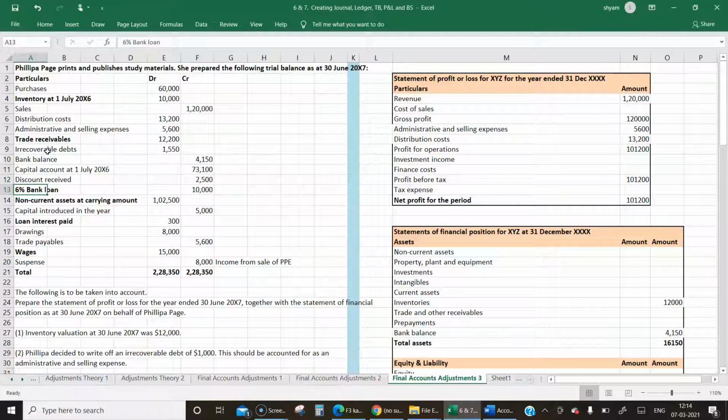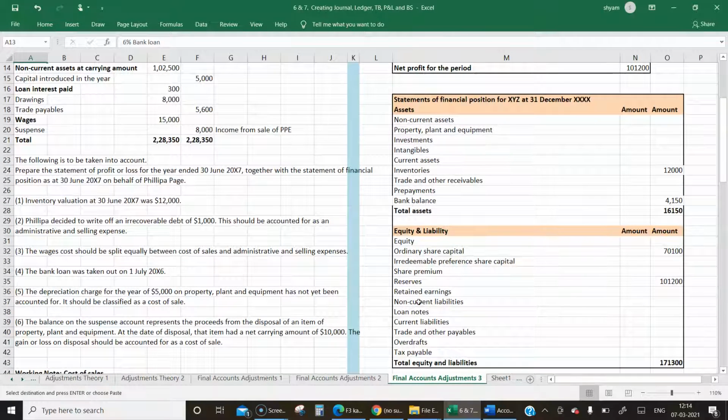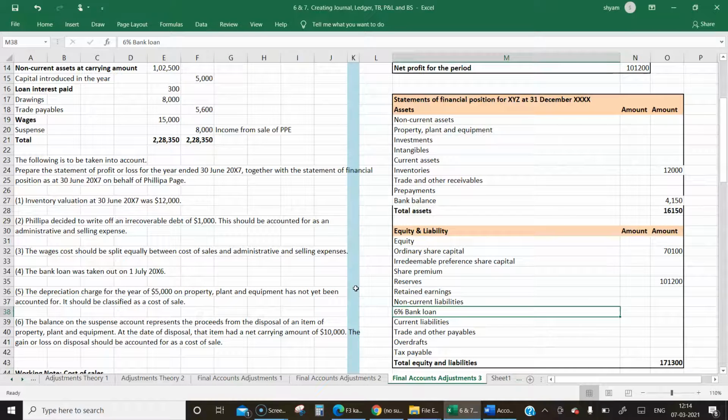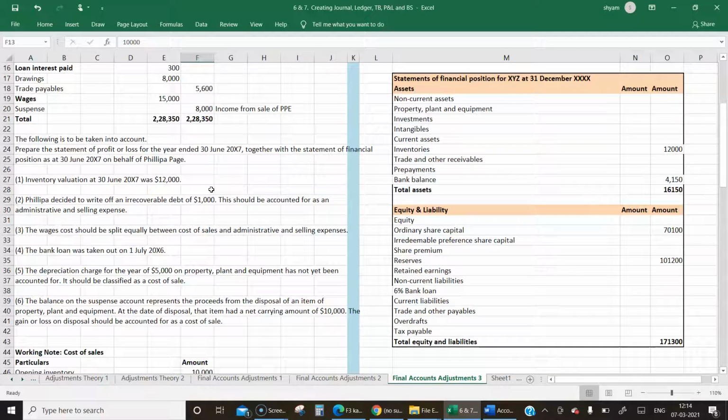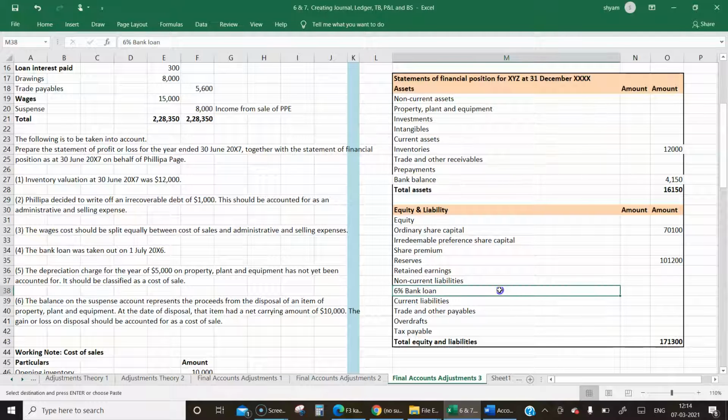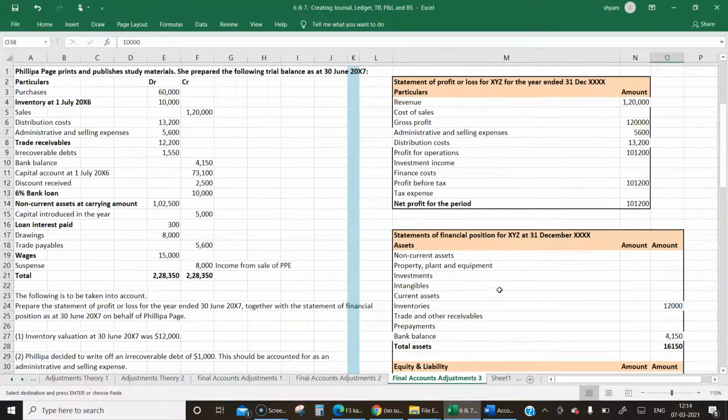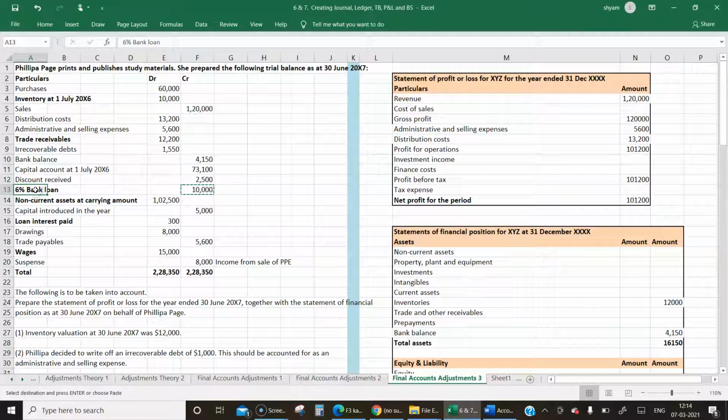So we are now at bank loan. We have an adjustment there. First we'll copy that bank loan and put it in the liability side. See, bank loan is 10,000. We don't need to do anything about that. We just have to put that the bank loan is 10,000. There we don't have an adjustment, but where we have an adjustment is in the loan interest. So we'll wait till that.